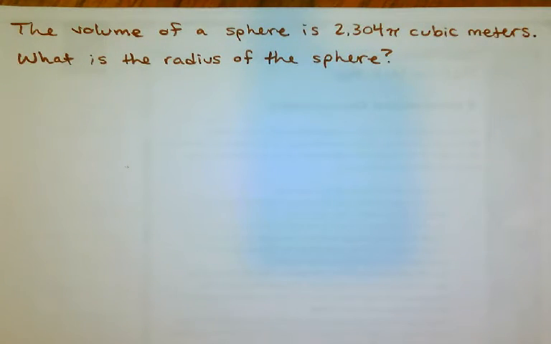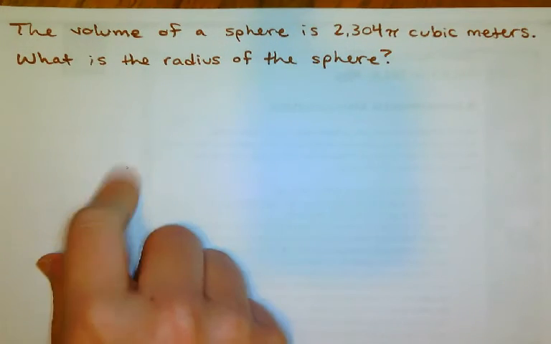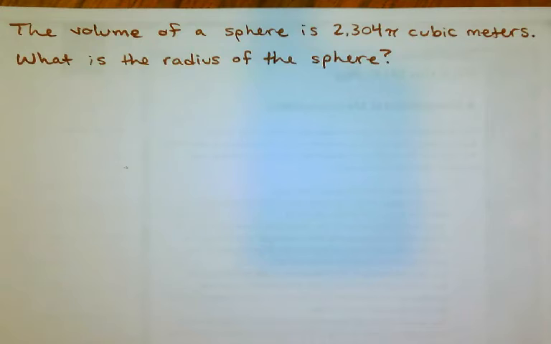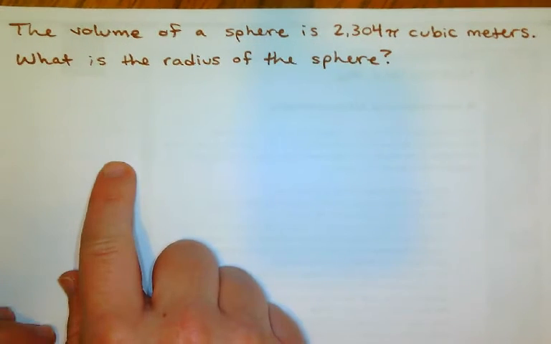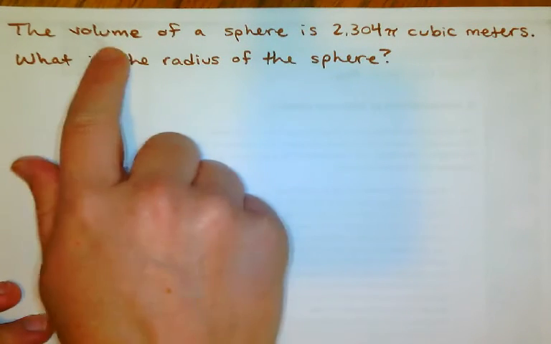What is the radius of the sphere? Alright, and we're going to round this. We should get something that's pretty darn close to a whole number if it's not already a whole number. So we're going to round this to the nearest whole number no matter what we get. Alright, so we don't necessarily need a picture here. What we need is the formula.